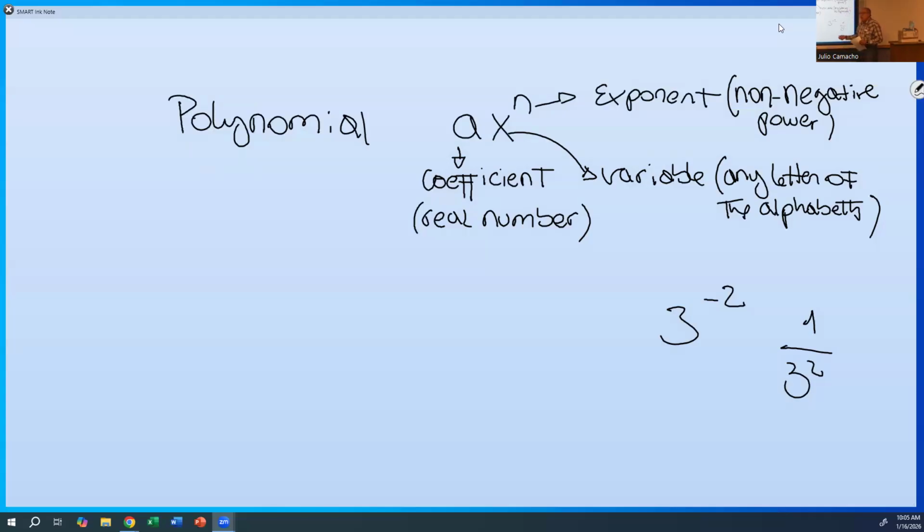But if you do that, you are complicating your life and your algebraic expression. You are already making fractions when you don't need fractions. That's the reason we need to have a non-negative power there.